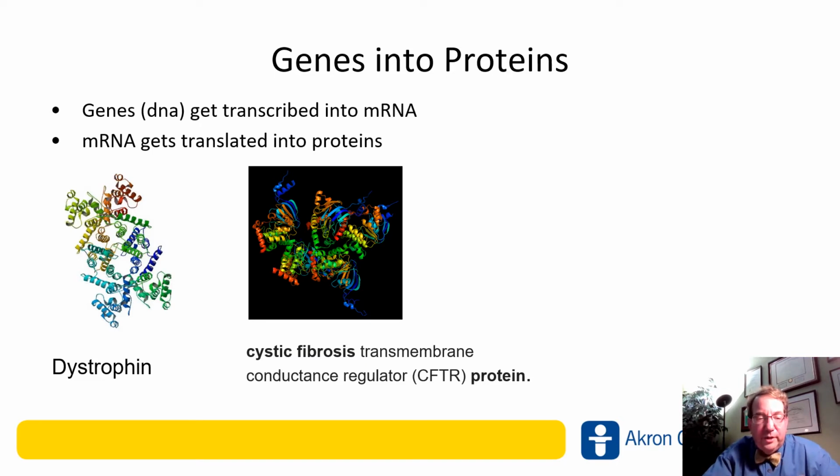So just to give you an example of what these proteins can look like, on the left there's the protein dystrophin, and dystrophin is a muscle protein that when mutated, when the gene is mutated, can result in Duchenne's or Becker's muscular dystrophy. On the right is the protein called the cystic fibrosis transmembrane conductance regulator protein, which when mutated can result in cystic fibrosis.